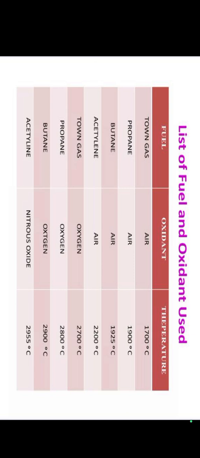Next, the list of fuels and oxidants used. What fuels are used in flame photometry? Town gas, propane, butane, and acetylene. Next, the oxidants and their temperatures. This list is followed for the burner flame.